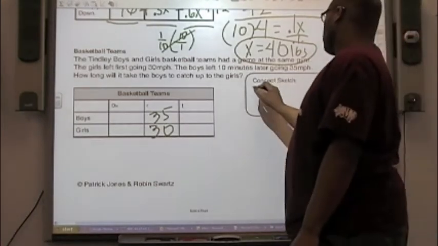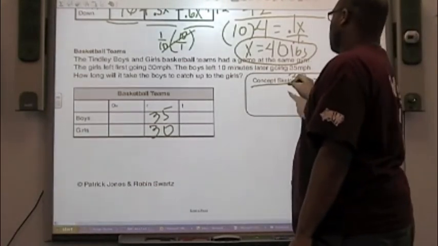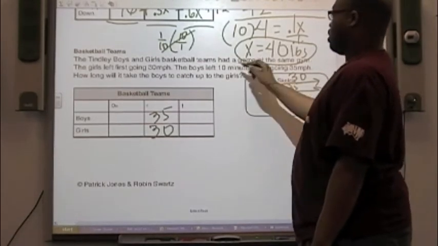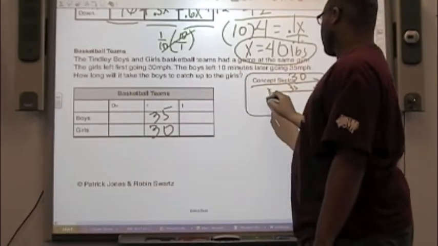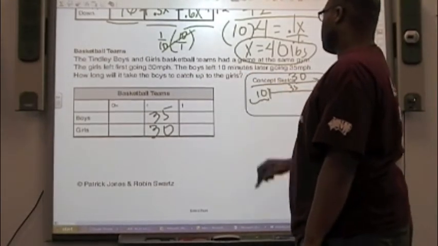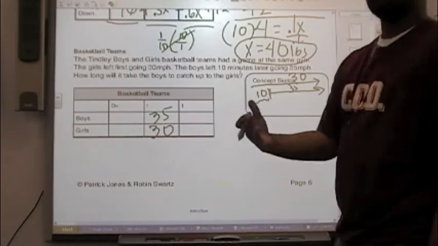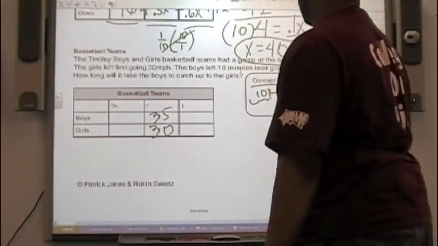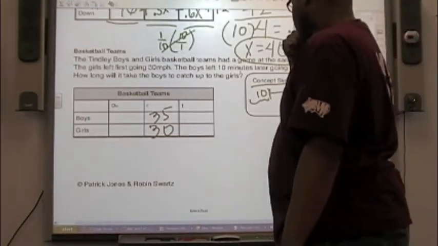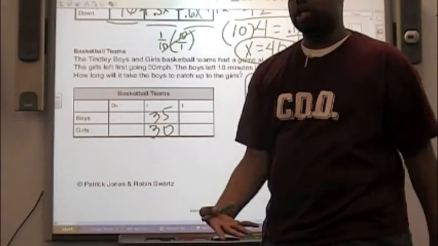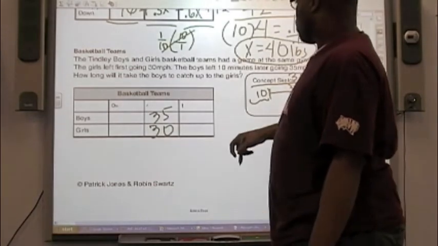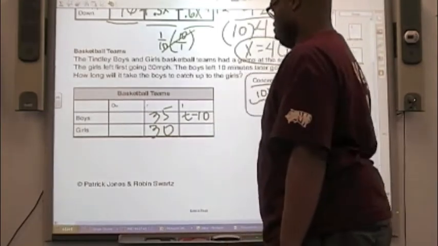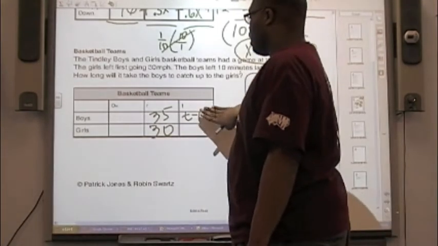Here we go. So the girls left and they went 30. The boys then left and they went 35, but they left, it says here, 10 minutes later. So during this span, there was 10 minutes. What we do know is that they went the same distance, though, because they went from the game to the school, right? Plus it says catch up, so it means the same distance. And so if the boys took 10 minutes less to get there, it's t minus 10.